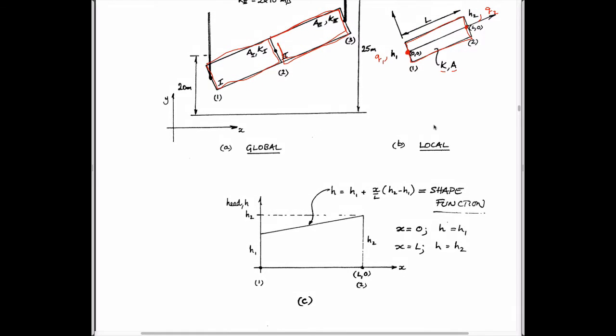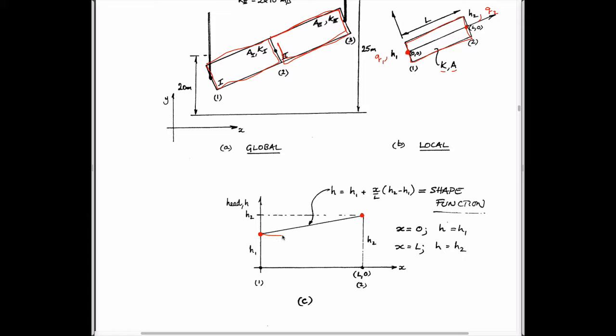We know that between node 1, where the head is equal to h1, and node 2, where the head is equal to h2, the simplest variation in head is just going to be a linear variation. This is the equation of that. The head at any location along that line is equal to h1.